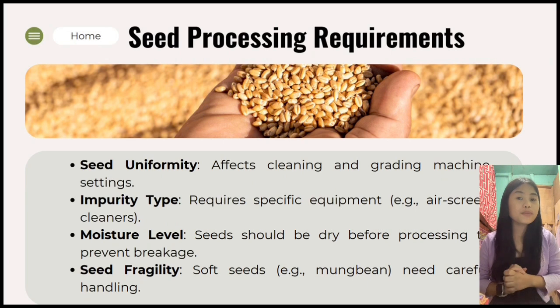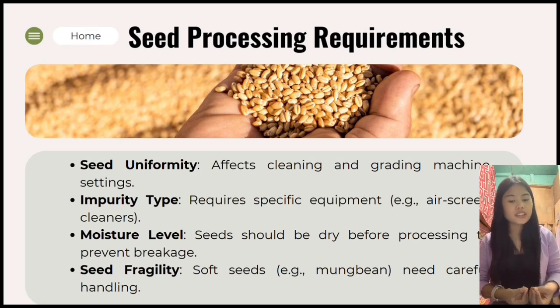Next is seed processing requirements. After drying, seeds go through processing and several factors need to be considered. First is seed uniformity. If seeds vary too much in size or shape, cleaning and grading machines may not work properly. So we do manual or mechanical grading and cleaning of the seeds to ensure seed uniformity.